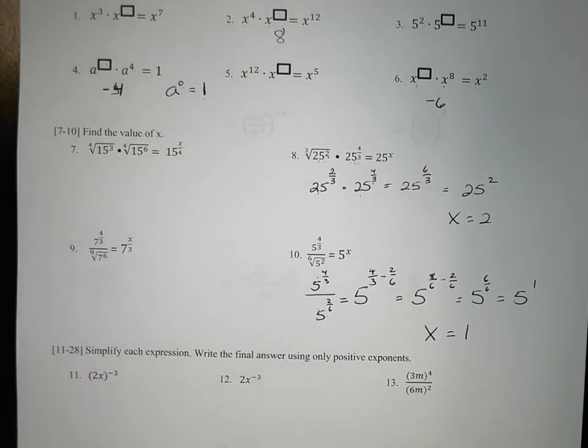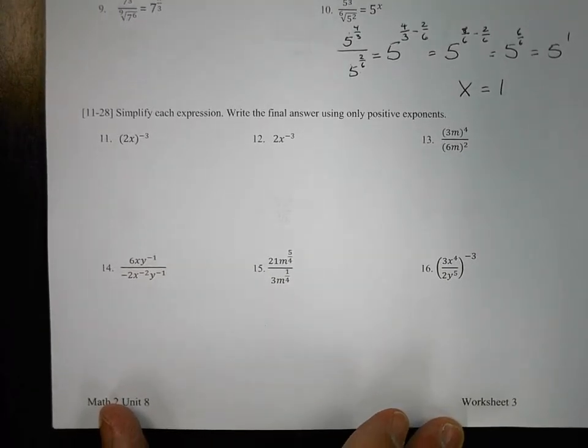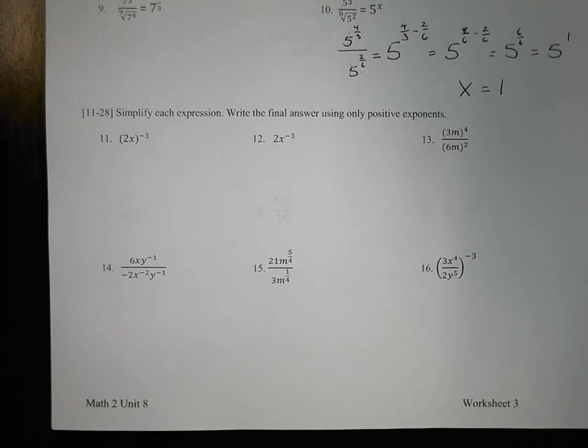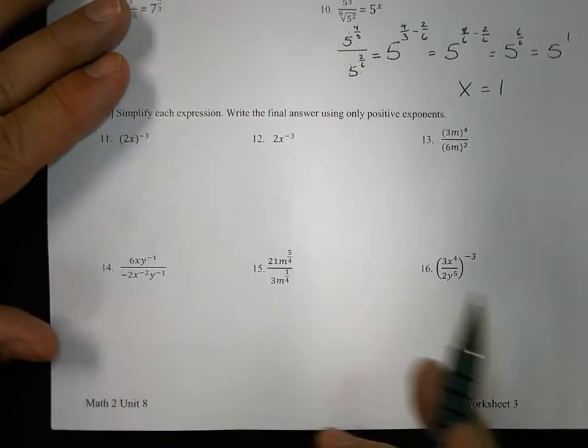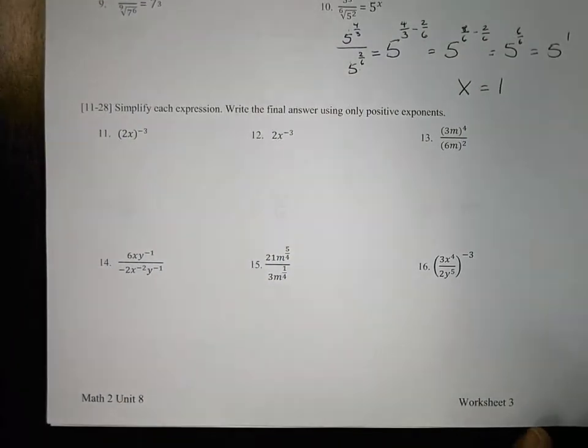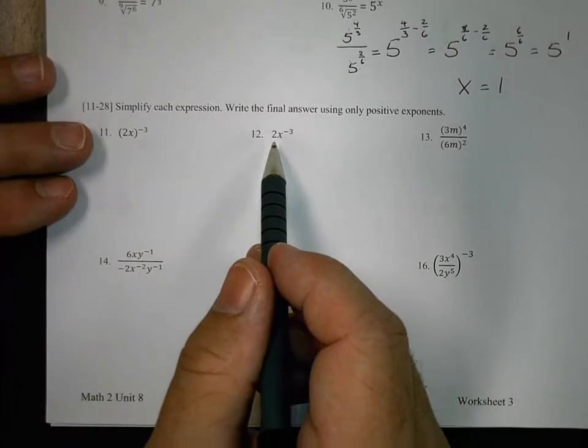Okay, moving on to number 12. 11 through 28, simplify each expression, write the final answer using only positive integers. With positive integers, we usually have two ways of solving it, either by elimination method or by subtraction method when we're doing division. So let's go ahead and get started with number 12.